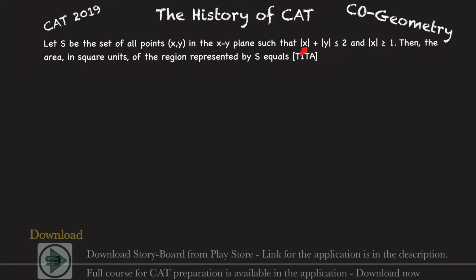Correct. So first you will have to find out what is the region that is being occupied by this equation, modulus of x plus modulus of y less than or equal to 2, and modulus of x greater than or equal to 1. So the region which is common to both of them, a region which is part of this and part of this, an intersection. I'll have to find out the area in square units of the region represented by S. So S is the region common to both, and I am supposed to find the area of this region.